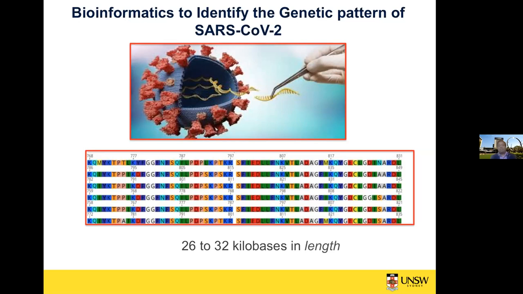Ordinary people cannot do this manually. We need some sophisticated tools. We need to develop algorithms, even machine learning or deep learning models, to compare these sequences, to identify the similarity and dissimilarity, and to identify what is different from the previous virus. So in bioinformatics, many researchers have developed algorithms, models and tools to identify these differences, and the alignment approach.